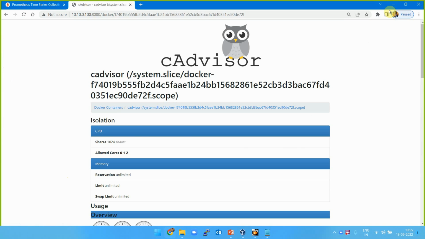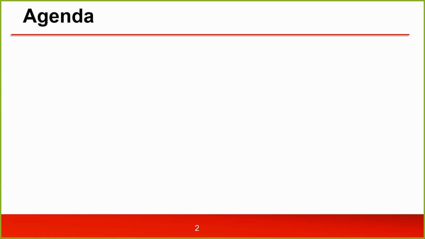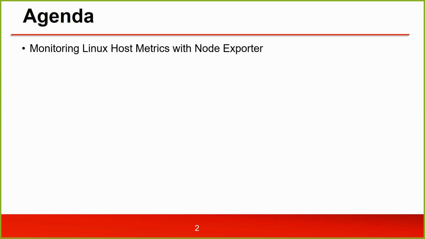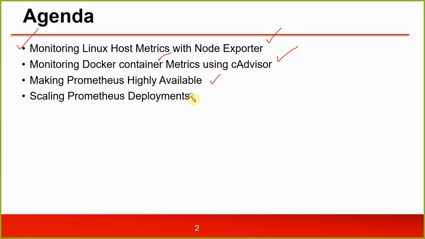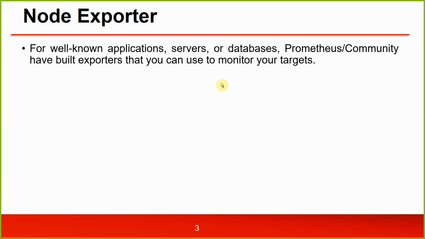These two topics are, one is for monitoring the node, the machine itself. Second was monitoring the containers, and I demonstrated. My next session is on these two topics plus some advanced topics. So the agenda of this session is what you have seen during the demonstration: monitoring Linux host metrics with node exporter, monitoring Docker container metrics using cAdvisor, making Prometheus highly available, scaling Prometheus deployments. These are the main topics.